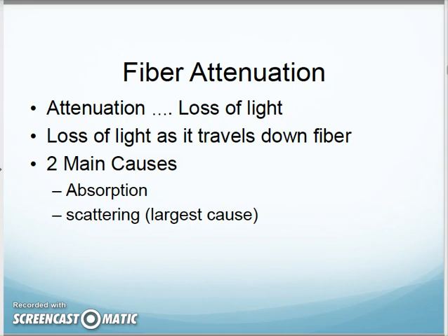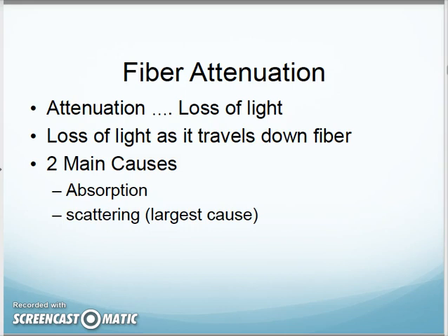You can almost think of this as a garden hose, and you're connecting two garden hoses together. If it's not a tight fitting, we're going to have lots of water squirt out. That's loss of water. If I have two fiber connections coming together and it's not a tight connection, I'm going to have light lost in the connection and it's going to attenuate.